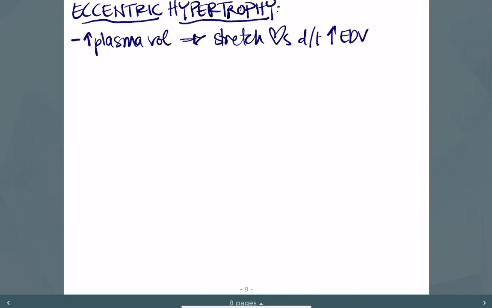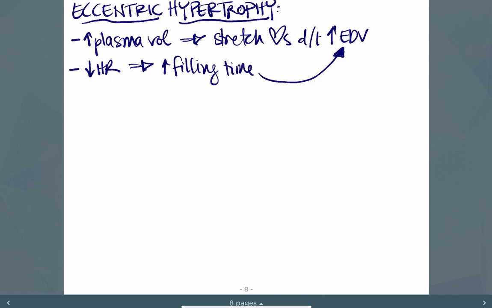Let's make this into a list form because I'm realizing I'm talking a lot without giving you stuff to write down. We said there's an increased plasma volume, which will stretch the heart over time due to the increased end diastolic volume. That liquid coming back will cause a stretch. There is a reduced heart rate, which ultimately allows for an increased filling time. If you have more time between beats, this will ultimately contribute to the increase in end diastolic volume.